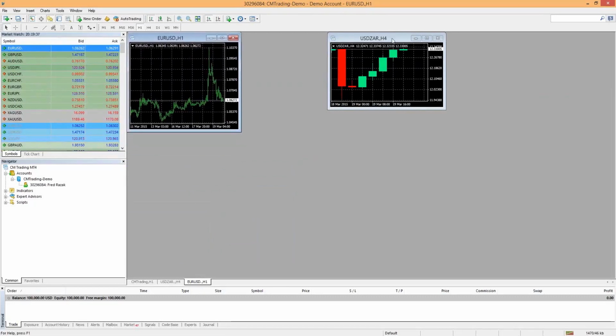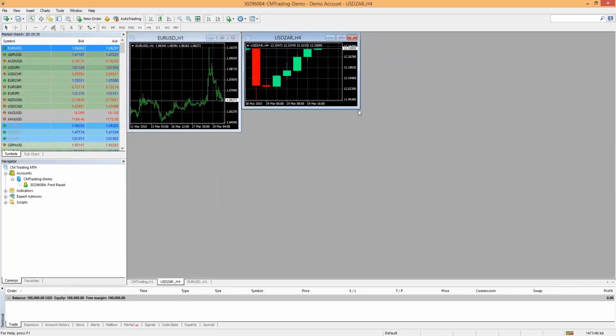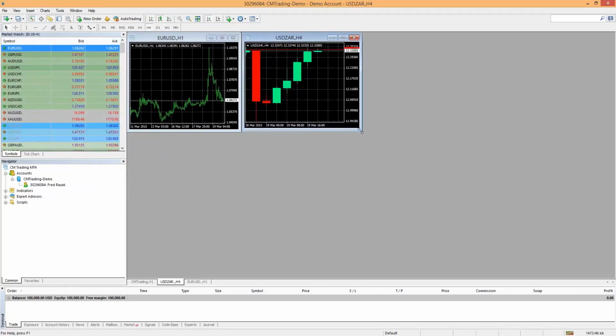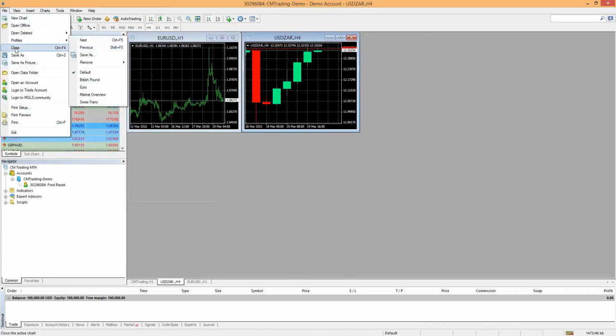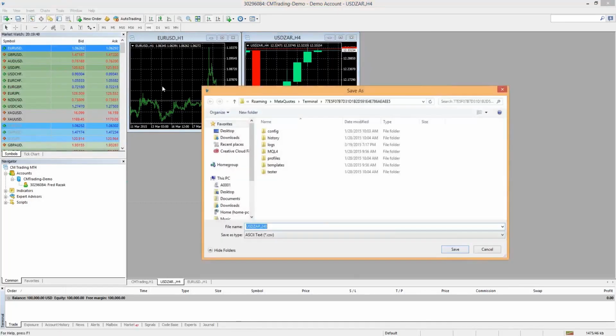Okay, and then what I'll do is I'll go to my profile. A little bit of a perfectionist. What I do is I go to my profile, I press save as, okay, and then it gives me the option of what to save it as, and then I could just open it the next time I want to open it.